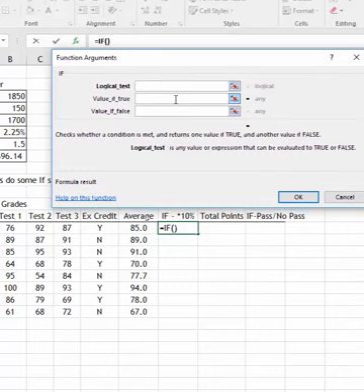So our logical test is if they did extra credit, then they get this 10% more. So if this is equal to, quote, y. We have to put it in quotes because it's text. It's not a number. And you can see we're already getting an answer. This is the beauty of the function box.